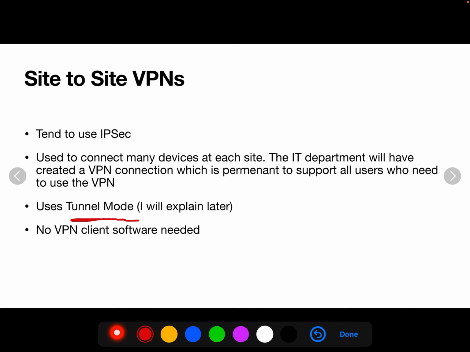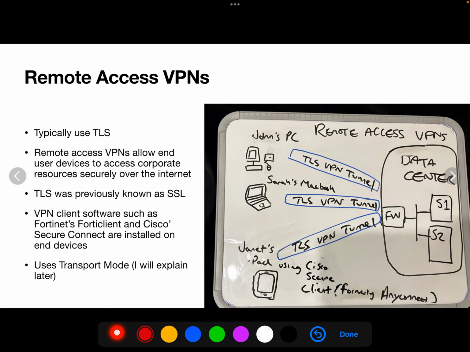Client software is not needed for site-to-site VPNs. However, remote access VPNs are different. They typically use TLS, and they allow end-user devices to access corporate resources securely over the internet. So it's especially used by people who work from home, or students at, for example, Buckingham Vale schools who are currently doing homework at home and need to access the school's data center.